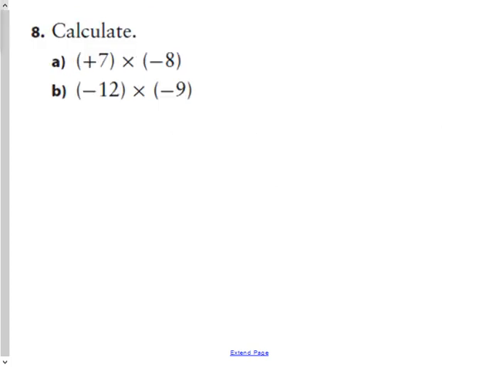Question number 8 asks you to calculate. If given the opportunity to do it however you want, you're probably going to use sign rules. So the first one, positive times a negative, I know that's going to be a negative. A negative times a negative, same signs, positive. Worry about my product now.